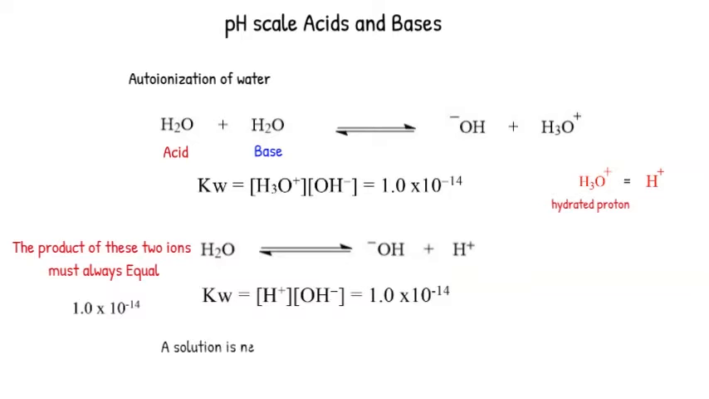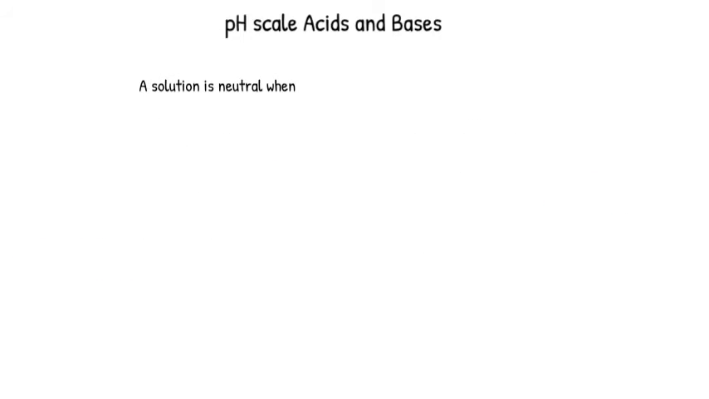So a neutral solution is when the concentration of OH minus is equal to the concentration of H plus, and each of these are equal to 1.0 times 10 to the minus 7. A solution is neutral when the concentration of the hydroxide ion is equal to the concentration of the hydronium ion, or the proton, which is equal to 1.0 times 10 to the minus 7.